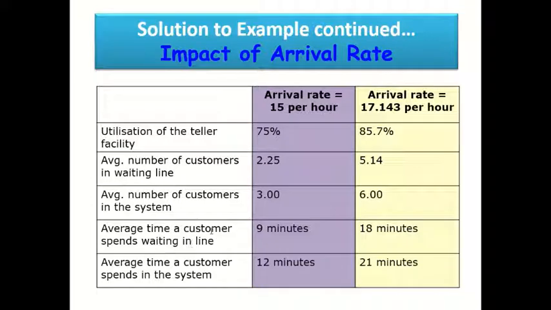Then the average time a customer is spending waiting in line has also doubled, from 9 minutes to 18 minutes, when the arrival rate has slightly increased. And the average time a customer spends in the system has also increased from 12 minutes to 21 minutes. So the arrival rate has impacted the performance parameters significantly.